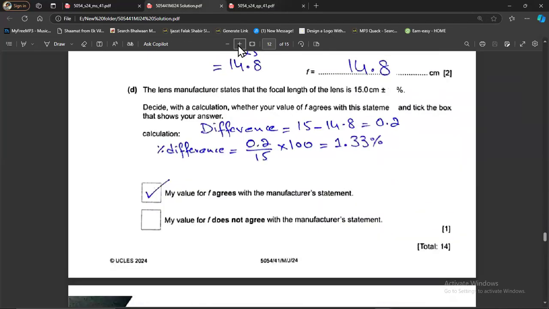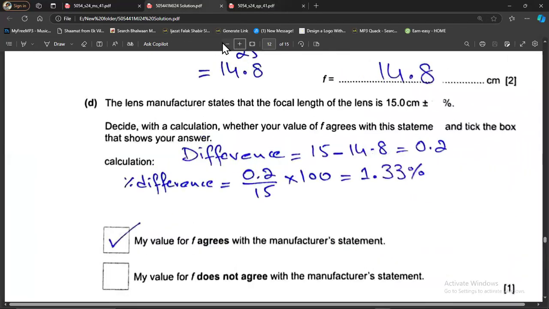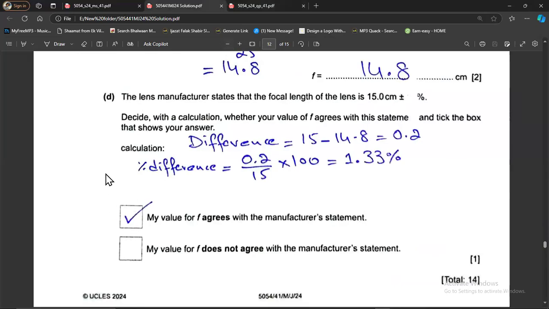So the difference between the actual value is 15. Our value is 14.8. So the difference is 0.2 centimeter. So the percent difference will be 0.2, which is the difference divided by the actual value, multiplied by 100. So that is 1.33%. So our value is 1.33% less than the actual value.